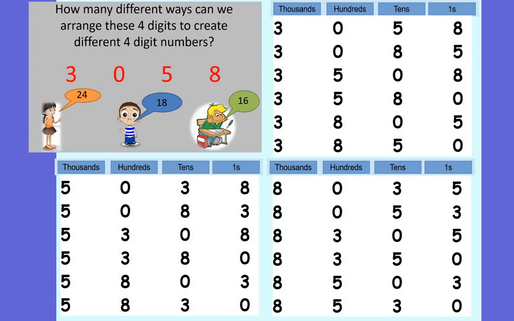And these are the solutions I came up with. I started by looking at all my numbers with a 3 in the thousands column, and I came up with 6 of those. I then looked at all the numbers with a 5 in the thousands column, there were 6 of those, and then all the numbers with an 8 in the thousands column, and there were 6 of those. Altogether there were 6, 12, 18 different ways of doing it, and the man in the middle was right.